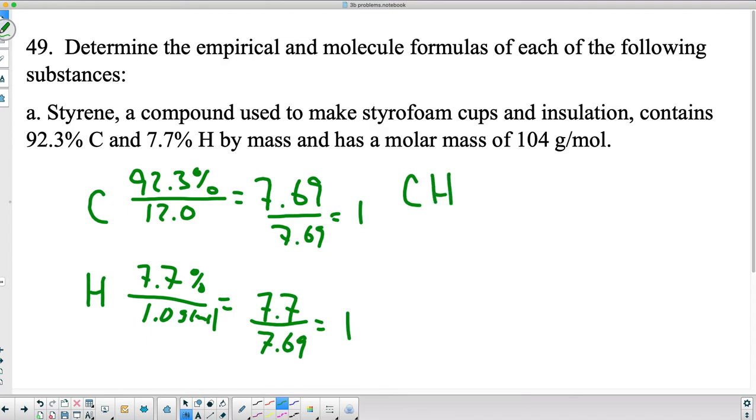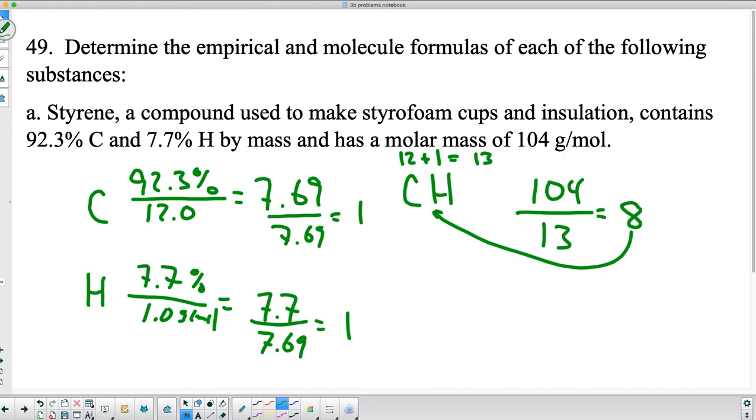Okay, now I have 1 carbon plus 1 hydrogen equals 13. So 104 divided by 13 equals a magic number of 8. This 8 gets multiplied by that and by that. So C8H8.